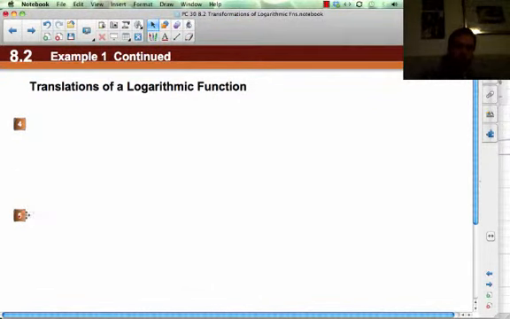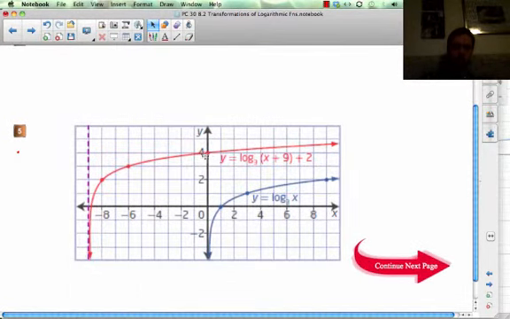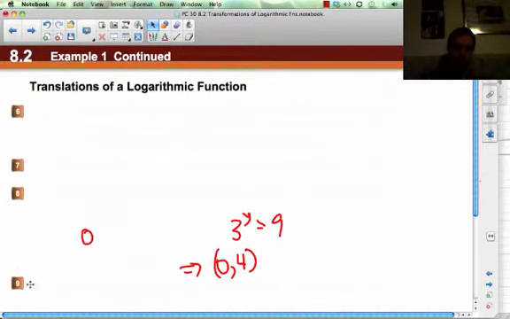And let's see if that's true. (0, 4). And there it is right there. Perfect.